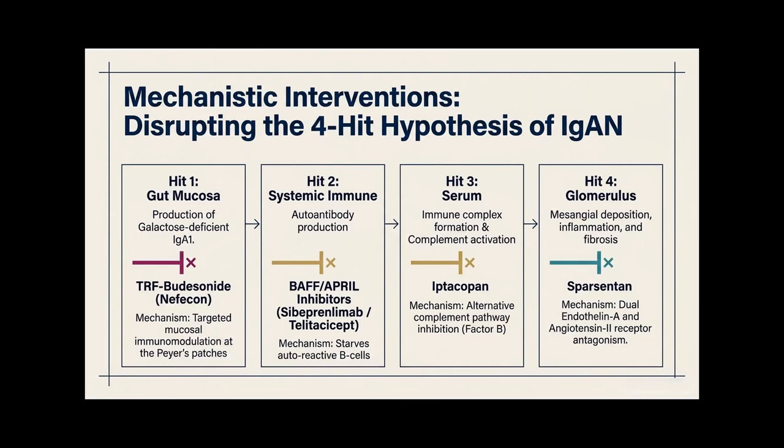So we are now having TRF budesonide, Nefecon, as the first hit, that is at the gut level. Then BAFF and APRIL inhibitors at the level of systemic immune injury, not on the kidney. Immune complexes formed, complement activation, iptacopan is the drug. Finally, on the glomerulus, there is mesangial deposition, you use sparsentan.